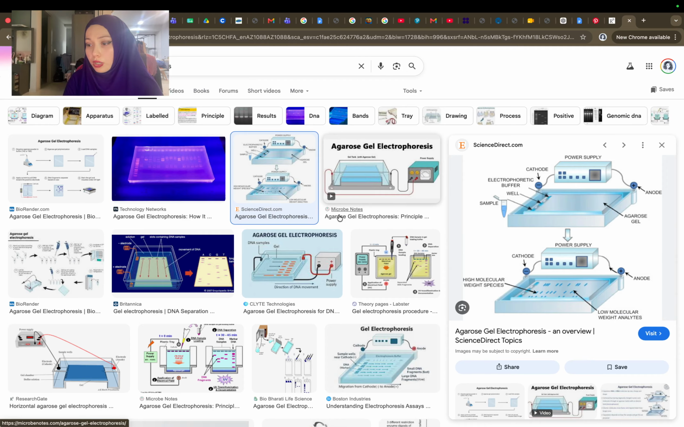So through gel electrophoresis, we check plasmid size, we check if DNA was cut, and we check if the insert is present, and we compare DNA fragments. So it's got a lot of uses.